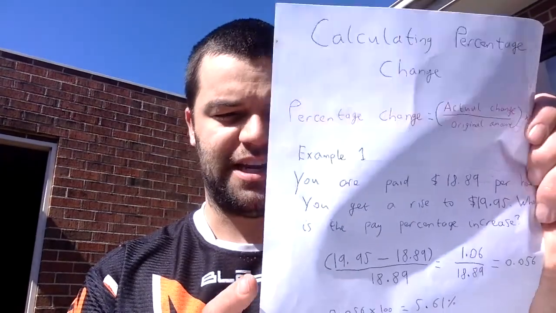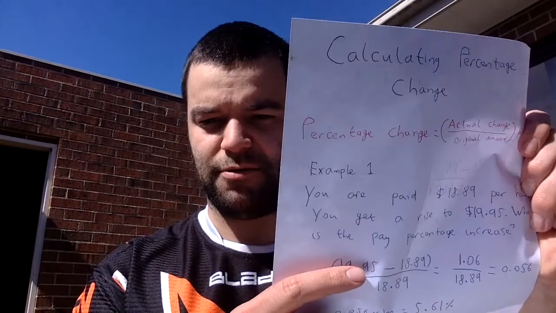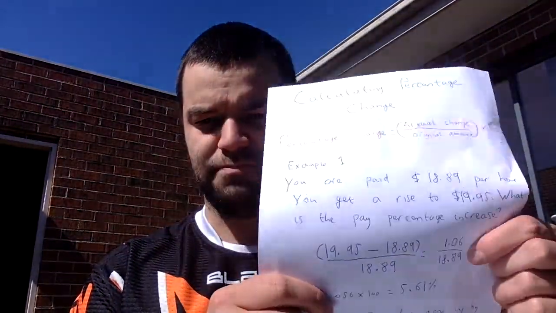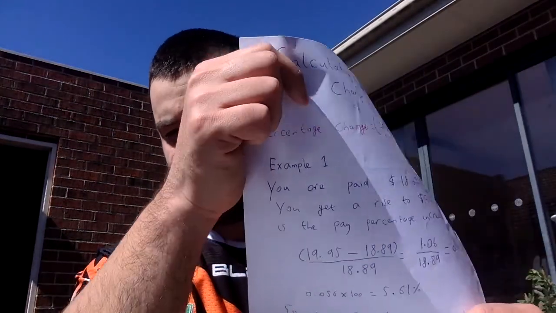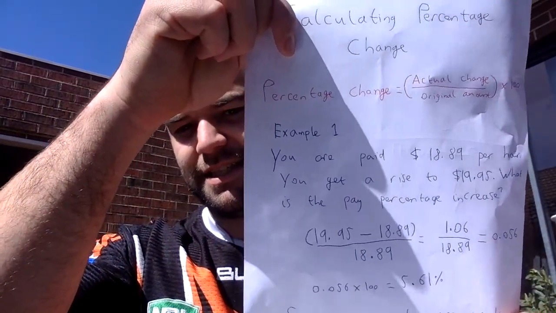And just to go over it really clearly, this bit here, the subtraction, that was to work out the change that's happened. I then divided the change by the original amount, got my answer as a decimal, and then I multiplied it by 100 to get the percentage. Okay.